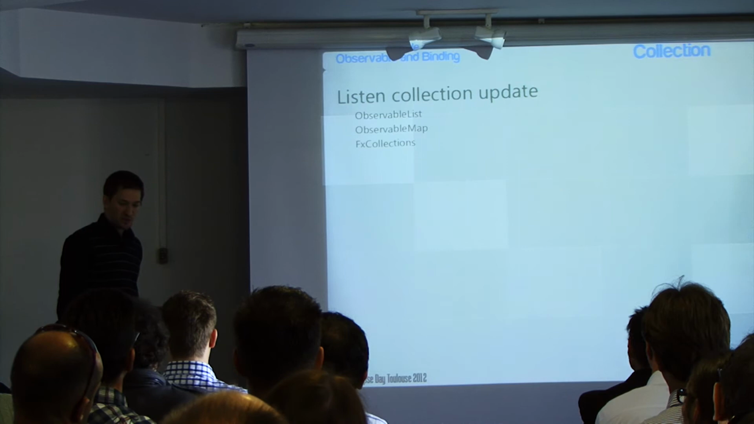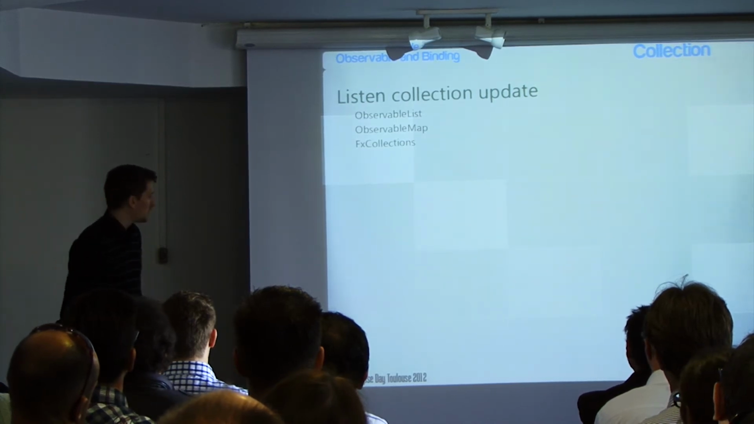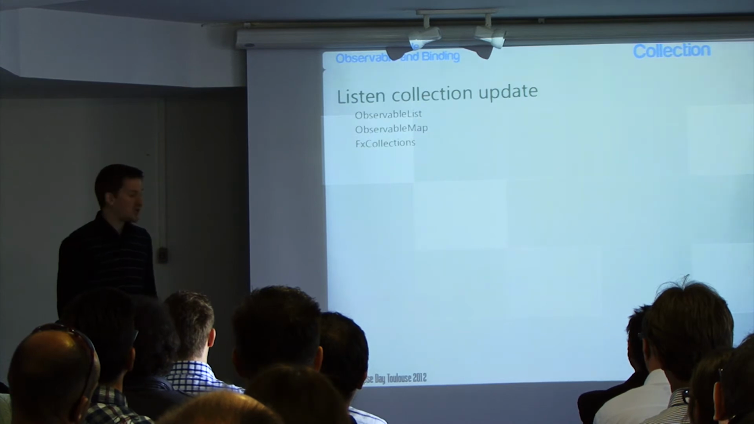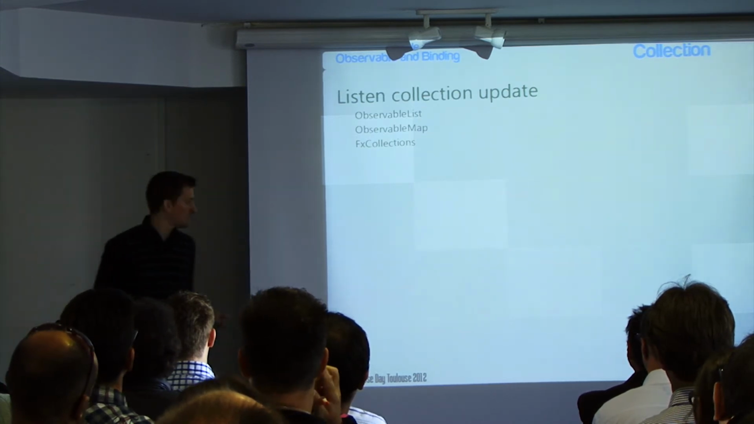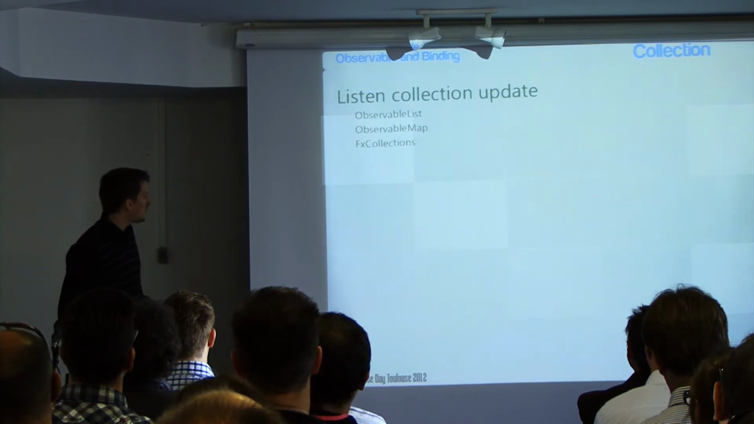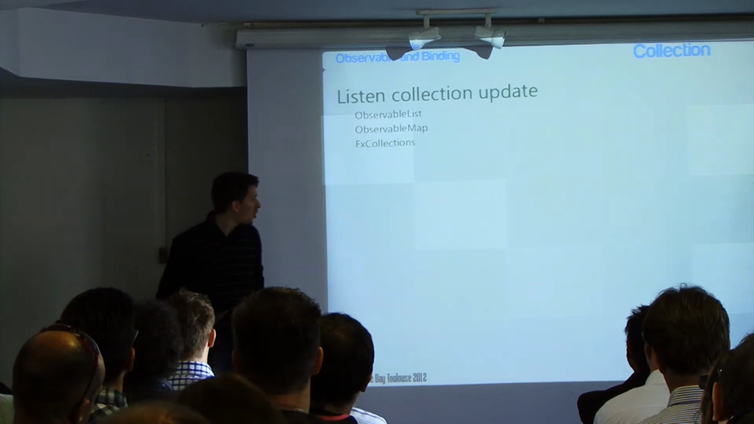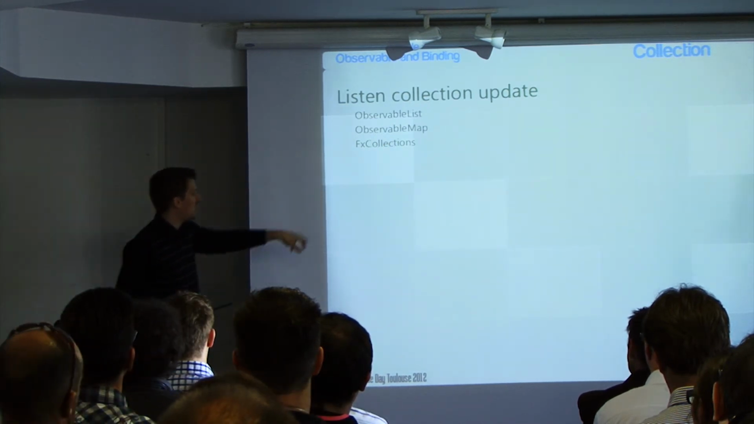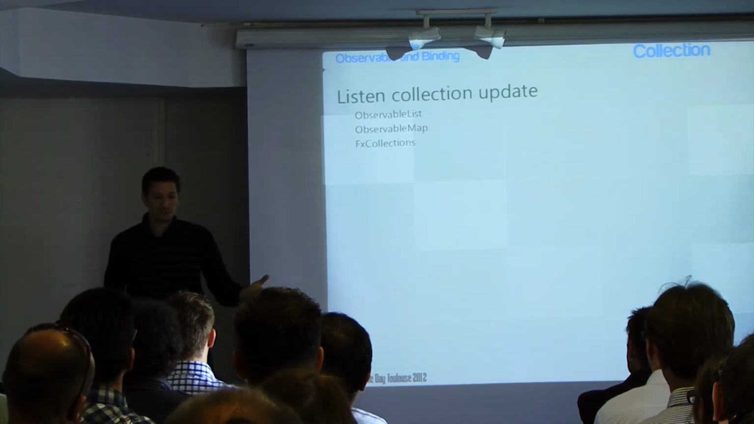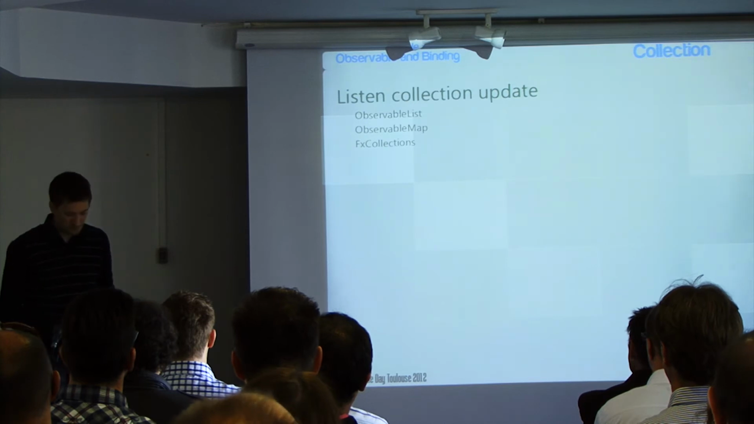Another key feature is the observable feature and binding. You can listen to collection updates from java.util.List and java.util.Map by wrapping them into an observable list and observable map. To do this, you must use an FX collection, which is a wrapper to a java.util collection.